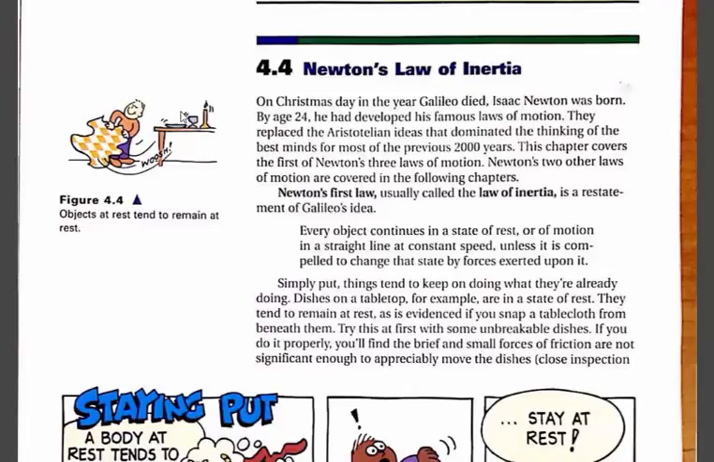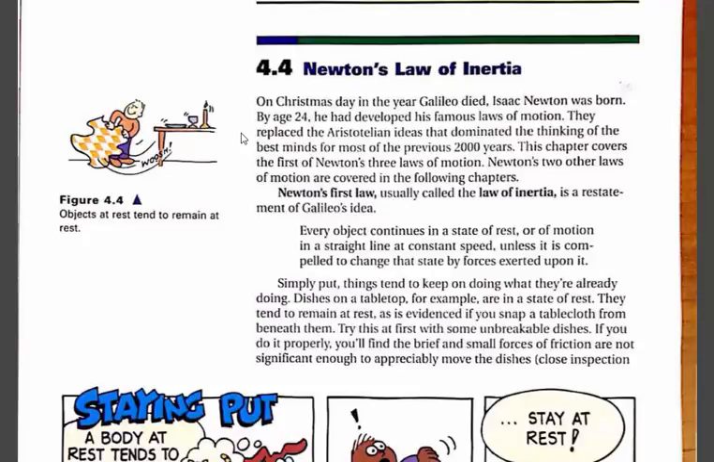Section 4.4, Newton's Law of Inertia. On Christmas Day, in the year Galileo died, Isaac Newton was born. By age 24, he had developed his famous laws of motion. They replaced the Aristotelian ideas that dominated the thinking of the best minds for most of the previous 2,000 years.